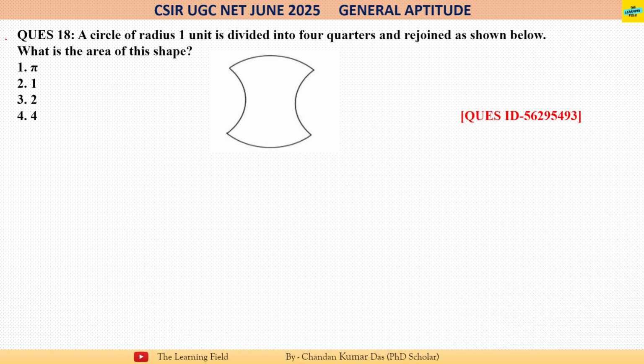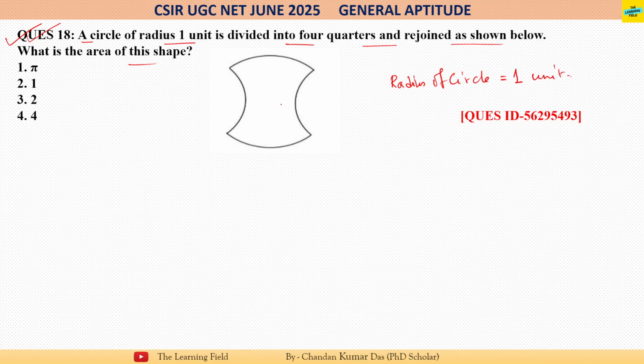Question number 18. This is a very nice question, so see how we solve. A circle of radius 1 unit is divided into 4 quarters and rejoined as shown below. What is the area of this given shape? Very nice question, this one. So how do we solve the question? The radius of the circle is given as 1 unit.